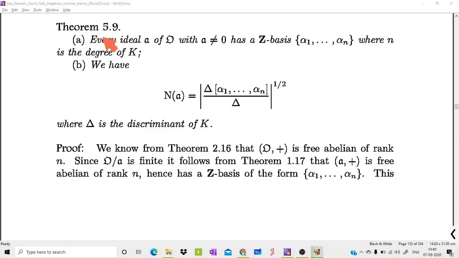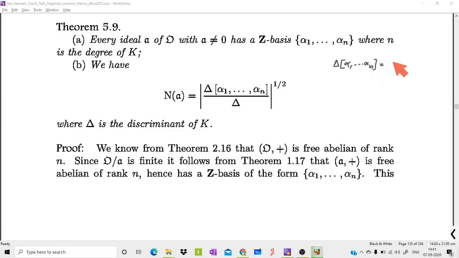We discuss Theorem 5.9. This theorem is a consequence of some theorems in Chapters 2 and 1. The first result is: every ideal A of O with A not equal to 0 has a Z-basis alpha 1, alpha 2, ..., alpha n, where n is the degree of K. The second result: we have N(A) equal to the square root of the modulus of the discriminant, and this discriminant is defined as the discriminant of alpha 1, ..., alpha n.